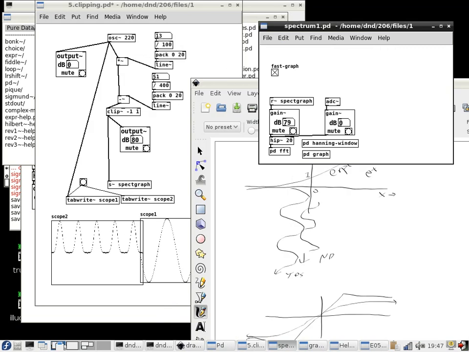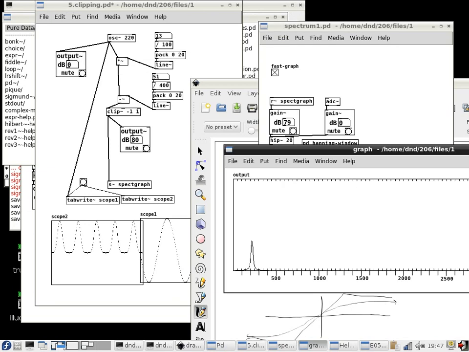Wrong button. No. Wow. Yeah, I think that's... I don't know. All right. Never mind that.